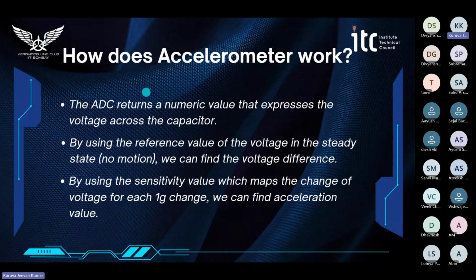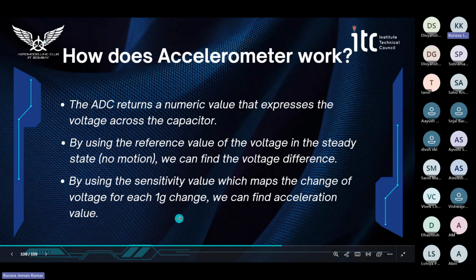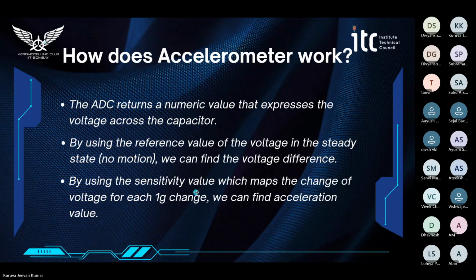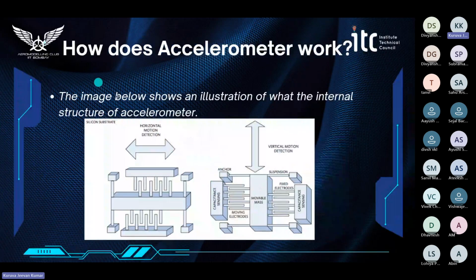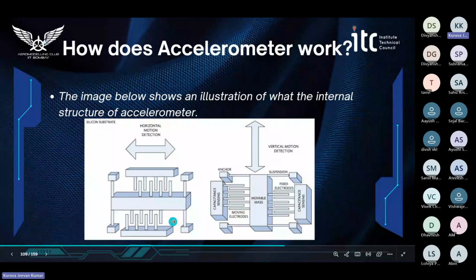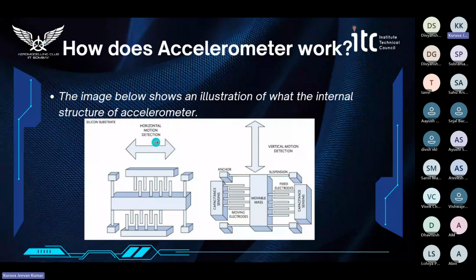The ADC returns a numerical value that expresses the voltage across the capacitor. And by using the reference value of the voltage in no motion state, we can find the voltage difference. And by using the sensitivity value, which maps the change of voltage for each g value, we can find the acceleration. This sensitivity value is given in the data sheet of the IMU sensor. Here is an image showing the internal structure of an accelerometer, which is used to measure horizontal and vertical accelerations.